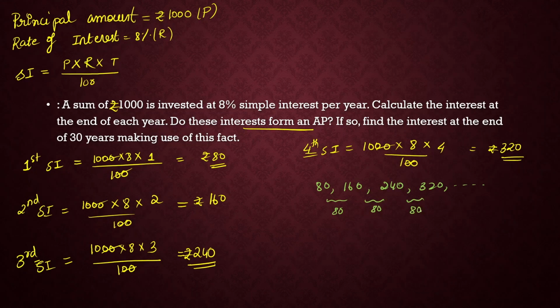So does this mean it's an AP? Yes, if the common difference or the difference between the two numbers is same, then it is an AP. So does this interest form an AP? Yes, it forms an AP. Now if so, find the interest at the end of 30 years. Now they have asked you to find the value of A30. That is equal to A plus 29D.